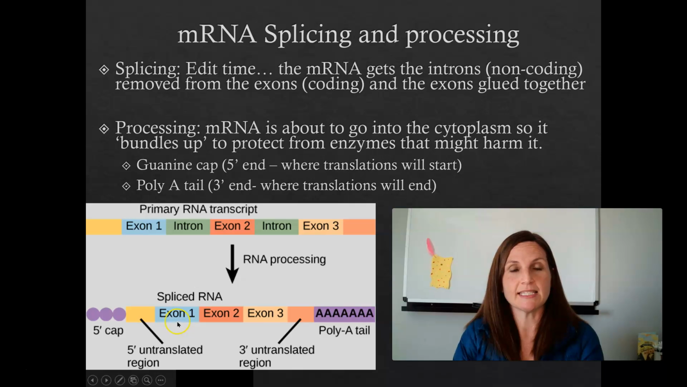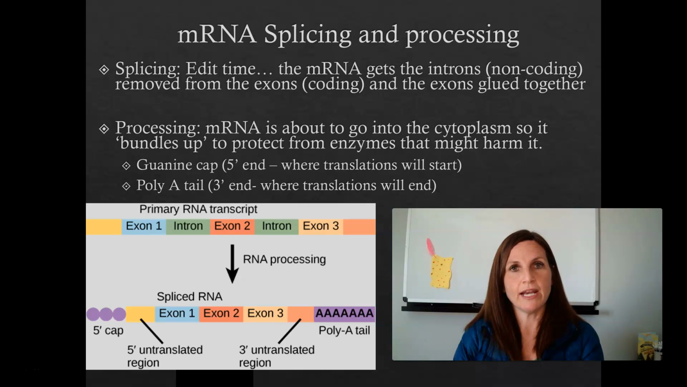That's what the RNA does as well. So it puts exon 1 next to exon 2 next to exon 3. That's the splicing. It also does something called processing. Once the mRNA moves into the cytoplasm, there are many enzymes and other things out there that might harm it or break it down.